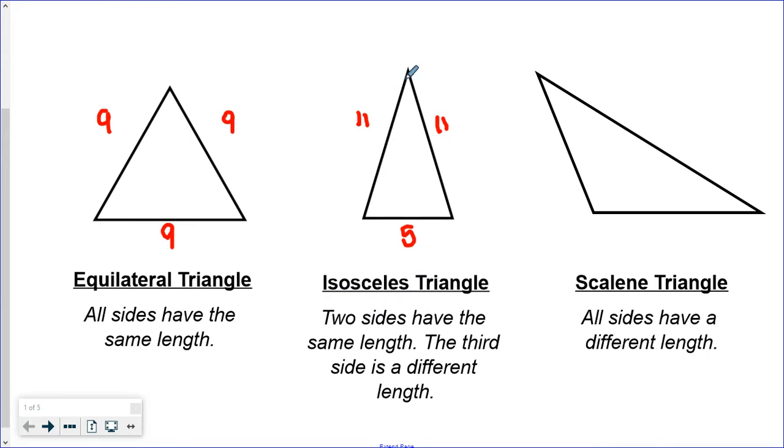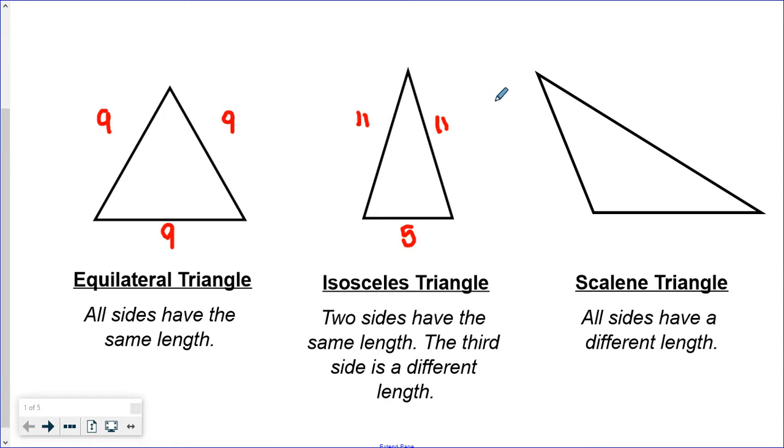So an isosceles triangle is when two of the lengths are the same length, but the third one is going to be different than the other two. So we have 11, 11, and 5. So far we have equilateral triangle where all three sides are the same length, and we have an isosceles triangle where two of the three sides are the same length.